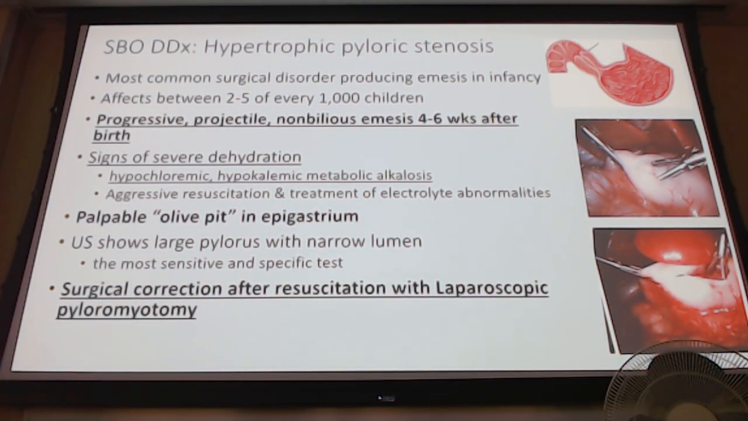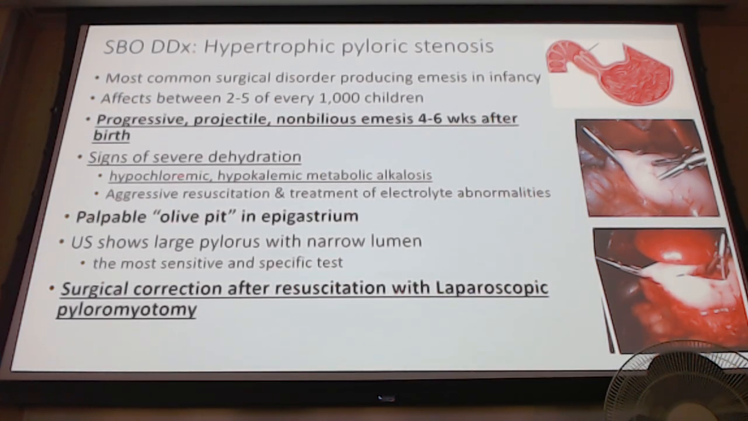All right, we already talked about the next 2 or 3 slides when we talked about acute abdomens and the type of differential diagnoses when we have acute abdomen. But when we have a baby, 4 to 6 weeks old, who has progressive projectile non-bilious emesis, we always have to think of pyloric stenosis. We have to look for that severe dehydration, the hypochloremic, hypokalemic metabolic alkalosis. We have to do aggressive resuscitation and repletion of those electrolyte abnormalities.